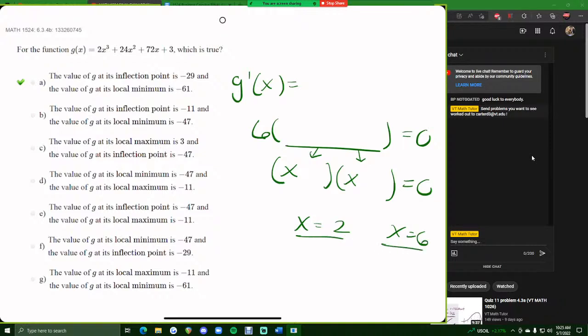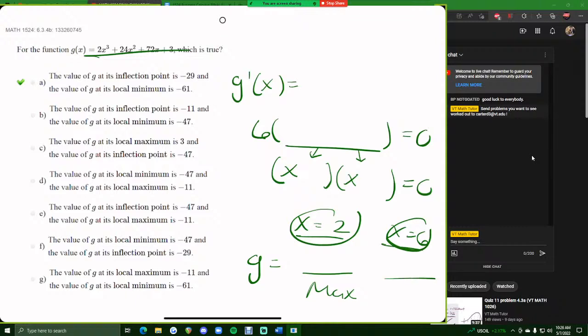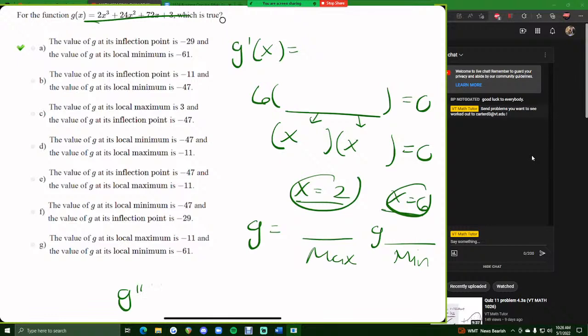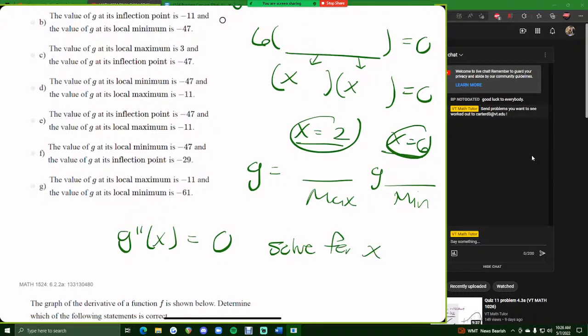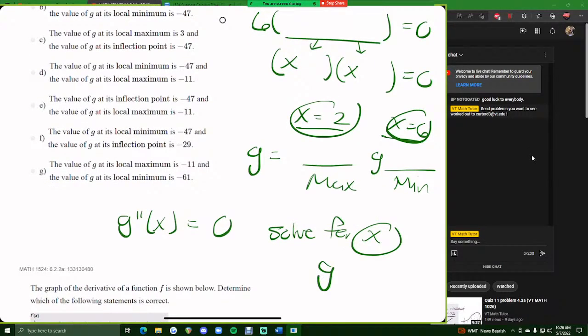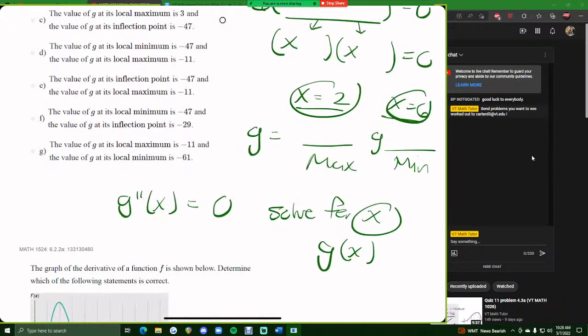Once you find these, you'll plug these into g, the original function. Whichever g value is higher will be the max. Whichever g value is lower will be the min. And then you take one more derivative, g double prime, set that equal to 0, and solve for x. And then once you solve for x, you'll plug that value into the original function, g, as well. That will give you the g value of the inflection point.